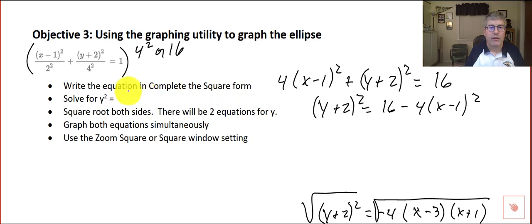We're going to get rid of the fractions, and then we'll solve for y squared. We'll square root both sides, so then we can solve for y. We'll get two equations, and we'll graph this just like we graphed our circle.